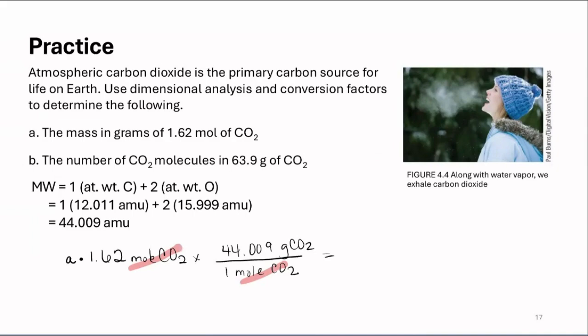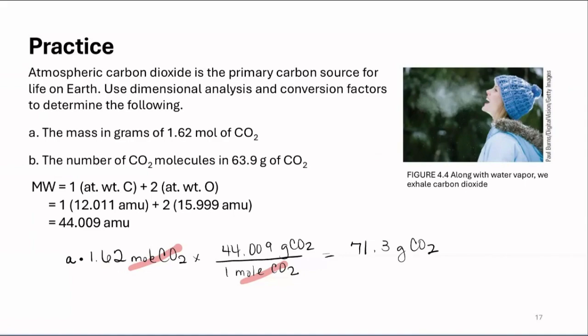So if I take 1.62 and I multiply it by 44.009, I find a calculator display that says 71.29, and there's a rest of digits. Since I was given 3 sig figs, I need to write my final answer with 3 sig figs. So the final answer is 71.3 grams of CO2.